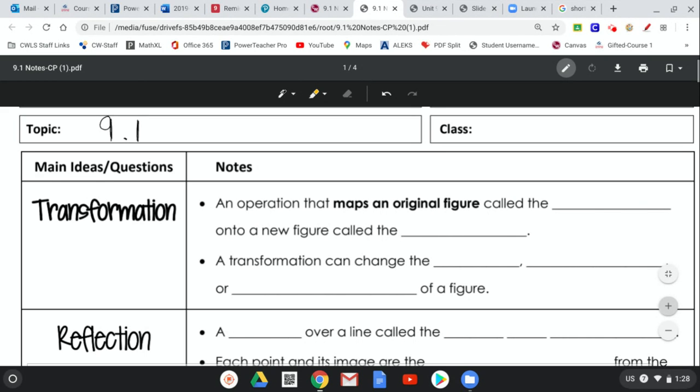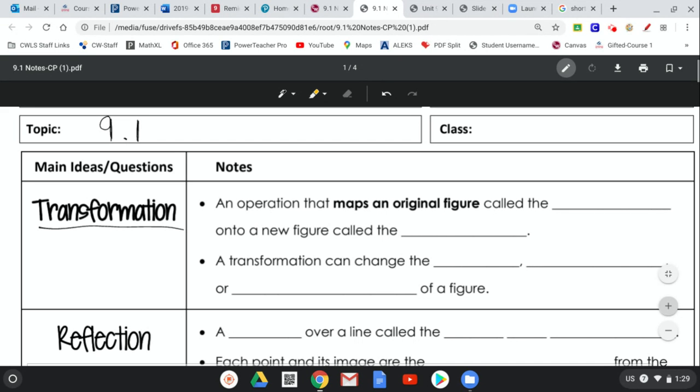So transformation, basically anytime we're talking about a transformation, we're saying we have one figure, for us it's going to be on a coordinate plane. Okay, so we have like a triangle on a coordinate plane, and it's going to be moved in some way, shape, or form. So that could be reflected, rotated, translated, dilated, and you'll understand what all those terms mean here in a second. But basically, transformation just means a figure is getting moved. Okay, that's all it is. It's getting moved on the coordinate plane in some way, shape, or form.